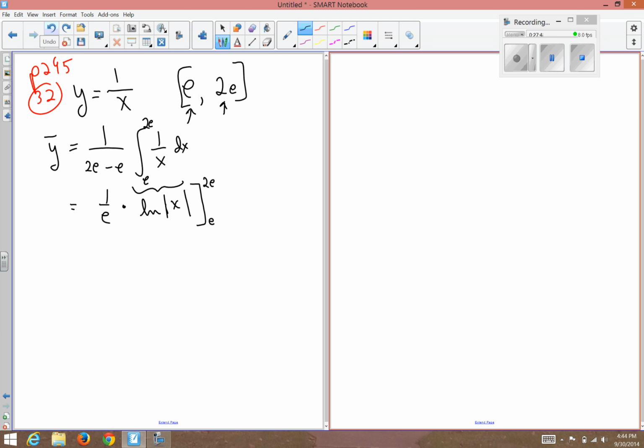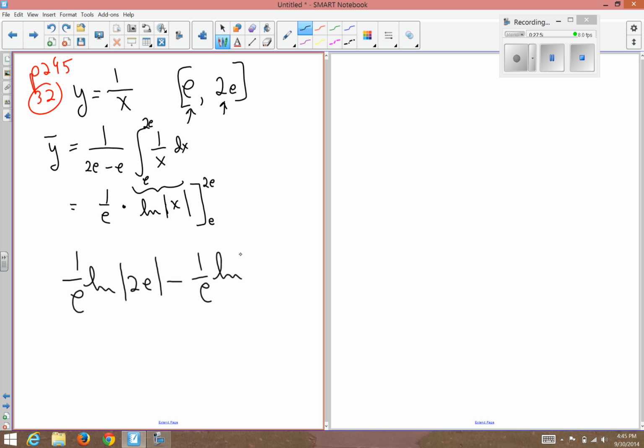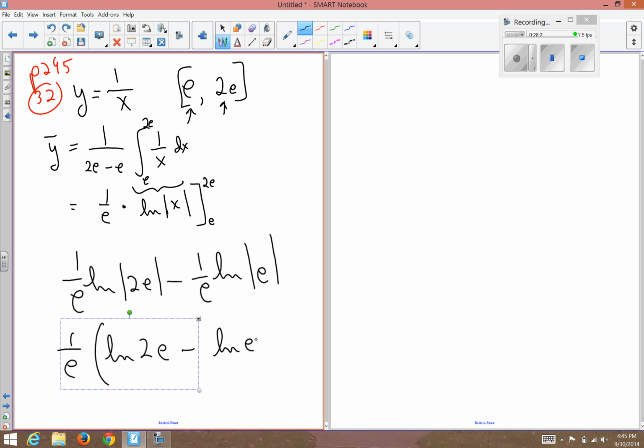Like this. 1 over e times the natural log of the absolute value of 2e minus 1 over e times the natural log of the absolute value of e. But 2e is positive, and so is e, so the absolute value symbols are not necessary. And the 1 over e that's in both, I'm going to factor that out. 1 over e times the natural log of 2e minus the natural log of e.